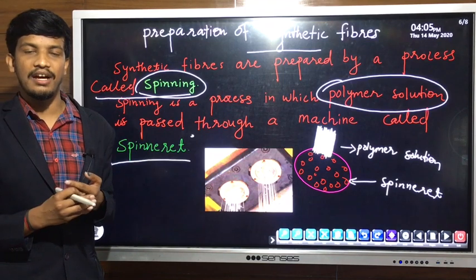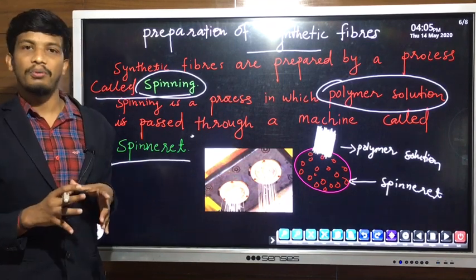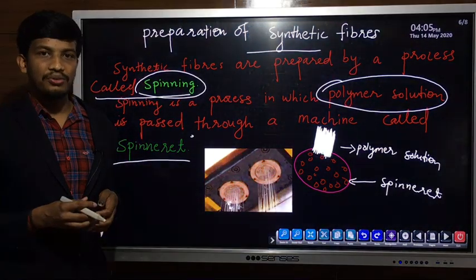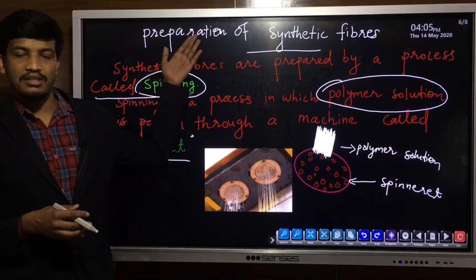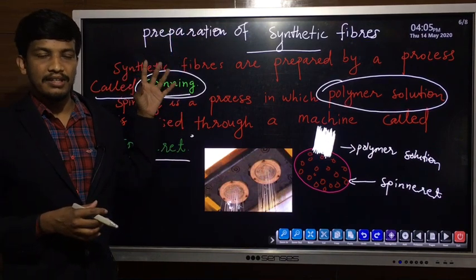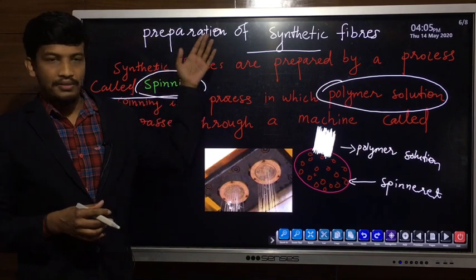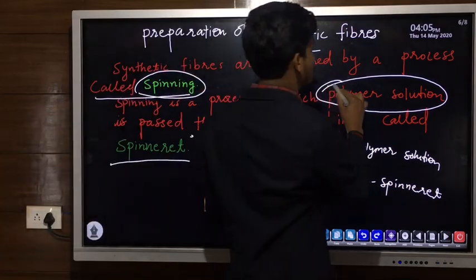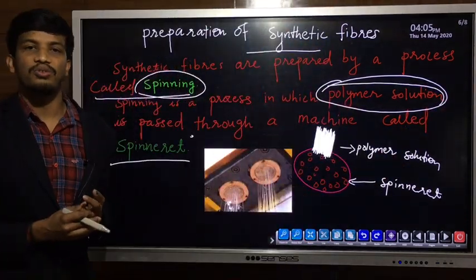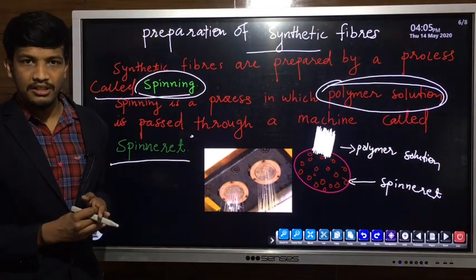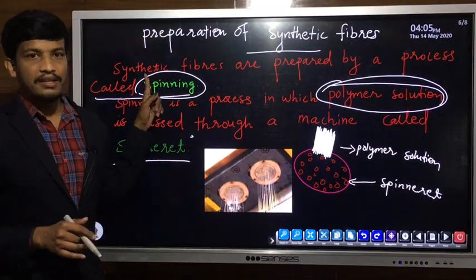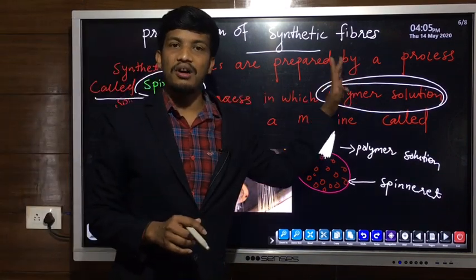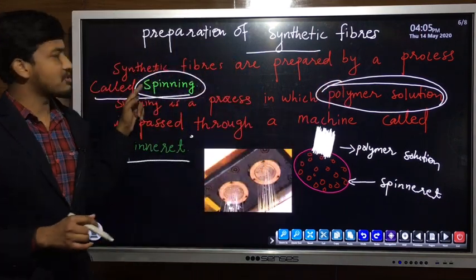Polymer solution means we have a liquid mixture of polymers. We will have a liquid mixture of chemicals which are used for the synthesis of synthetic fiber. So we have the chemicals required for the production of synthetic fiber, and from that we will get a liquid mixture that is called polymer solution. Now this is the first step. After that, the next step is spinning. Now after getting the liquid mixture of chemicals, the next step is spinning.